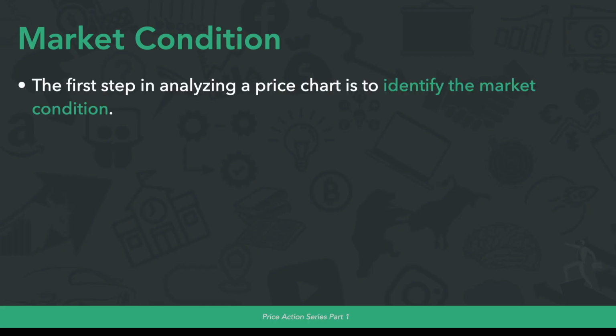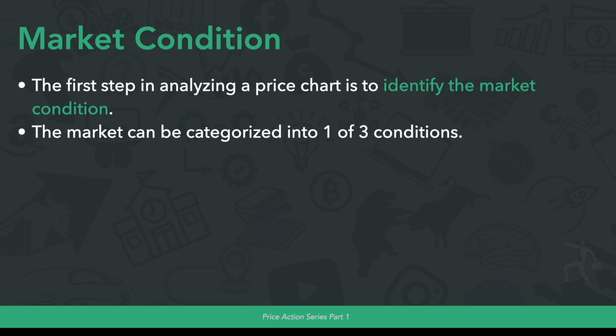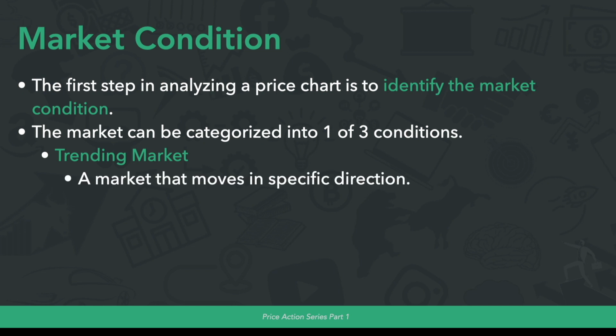Market condition. The first step in analyzing a price chart is to identify the market condition. The market can be categorized into one of three conditions. So first, trending market, a market that moves in specific direction. So kapag trending market, it can either be going up or going down.